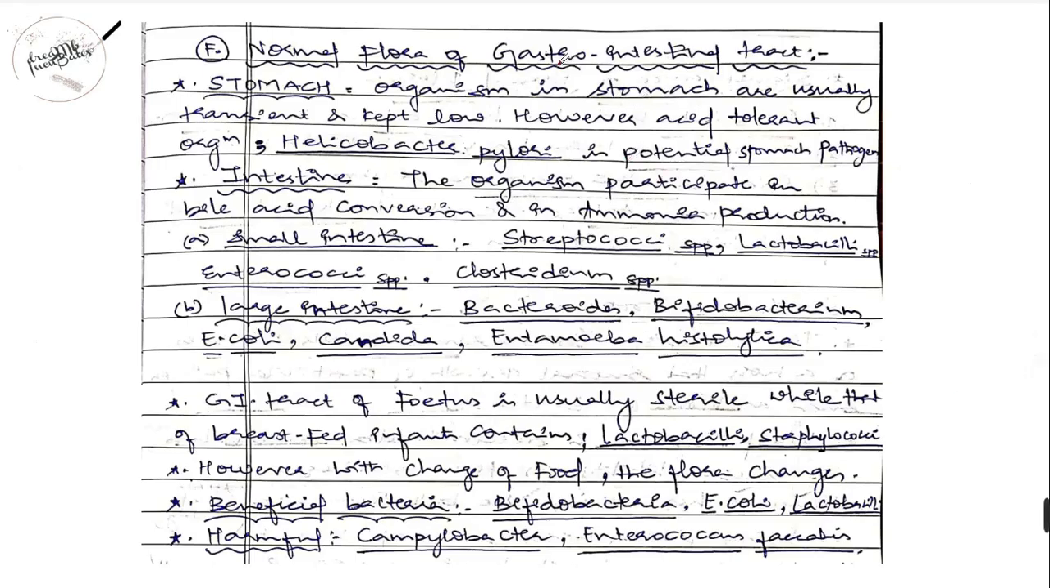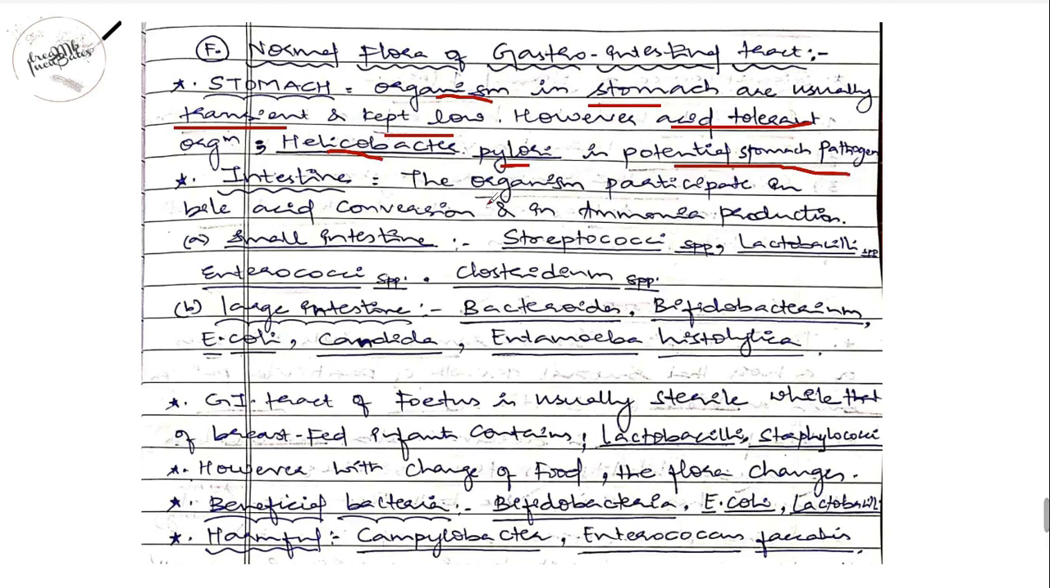Normal flora of the gastrointestinal tract. Stomach: the organisms in the stomach are usually transient due to the acidic nature and are kept low. However, the acid-tolerant microorganism Helicobacter pylori is a potential stomach pathogen.